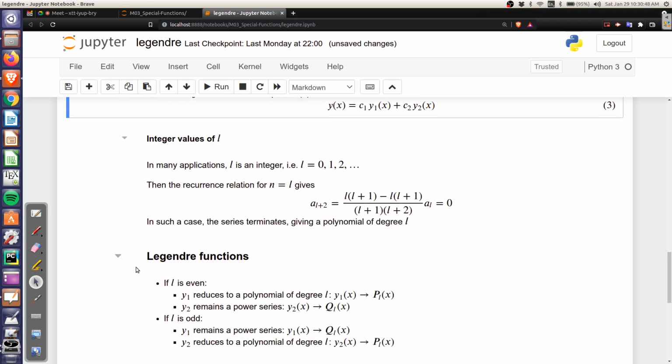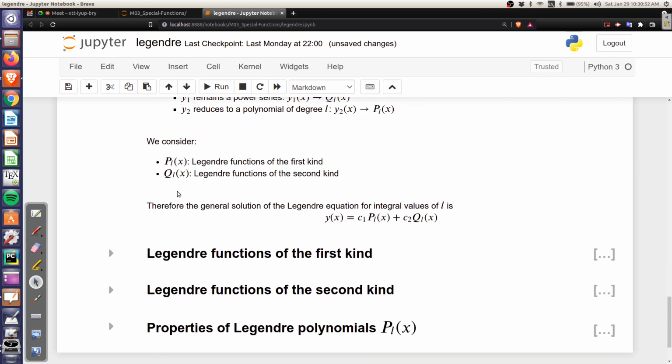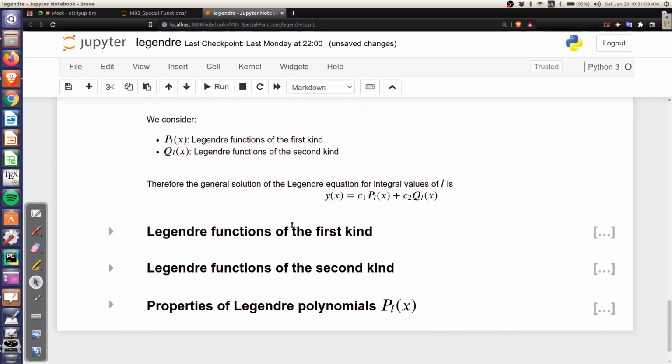Whereas if you take integral values, then depending on whether it is even or odd, we will get two kinds of solutions. One is a polynomial which we call PL, another is a power series which we call QL. The polynomial we call the Legendre function of the first kind, and the power series we call the Legendre function of the second kind. So the general solution will be a linear combination of these two.